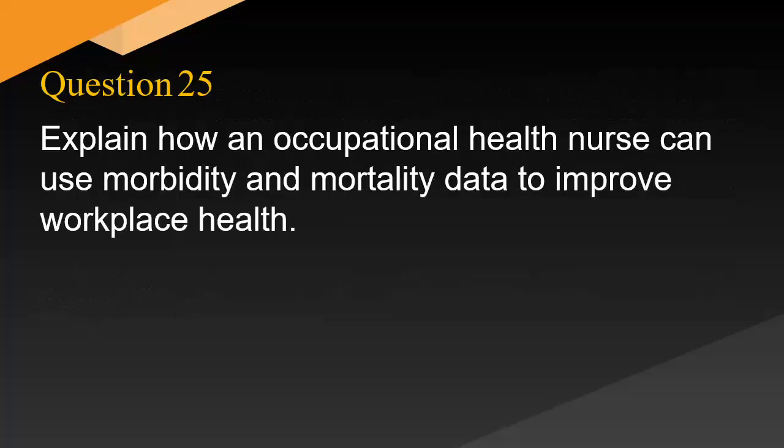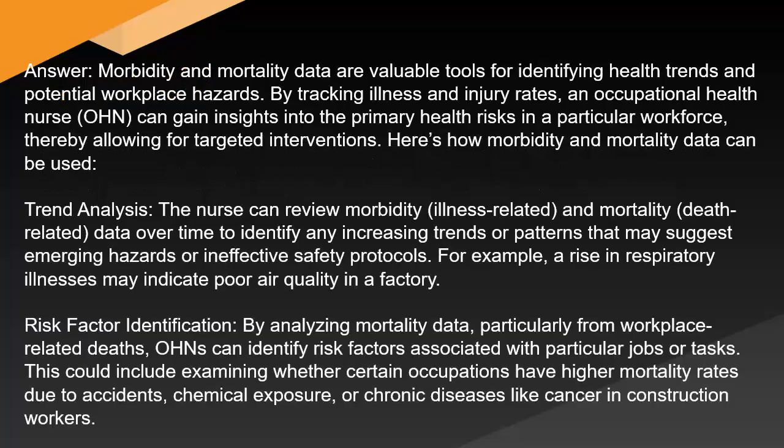Explain how an occupational health nurse can use morbidity and mortality data to improve workplace health. Answer: Morbidity and mortality data are valuable tools for identifying health trends and potential workplace hazards. By tracking illness and injury rates, an occupational health nurse can gain insights into the primary health risks in a particular workforce, thereby allowing for targeted interventions.